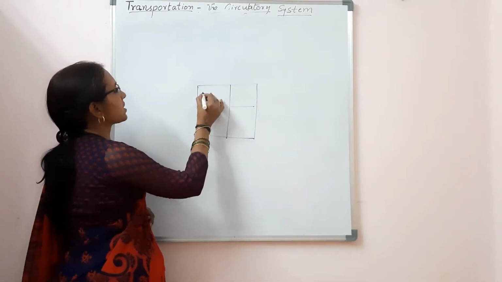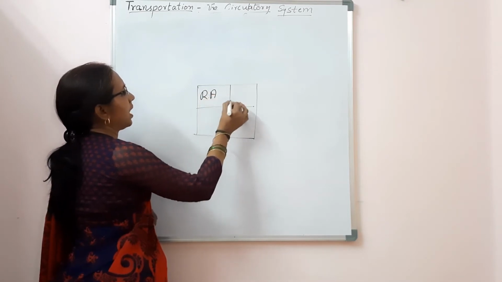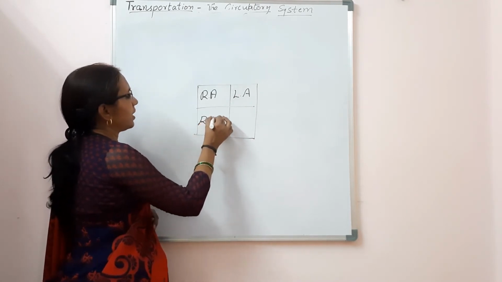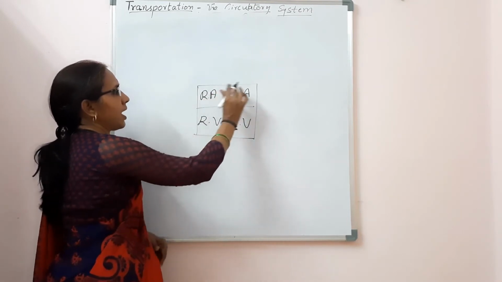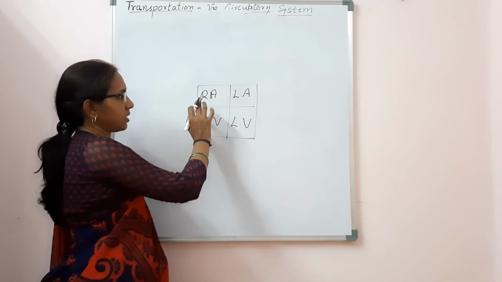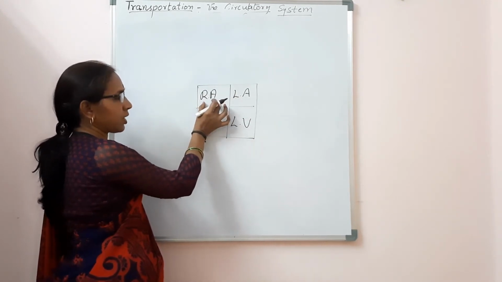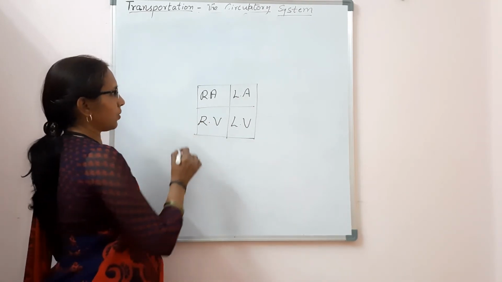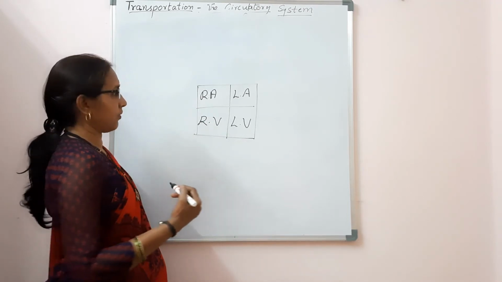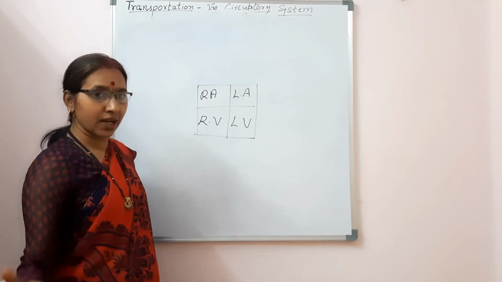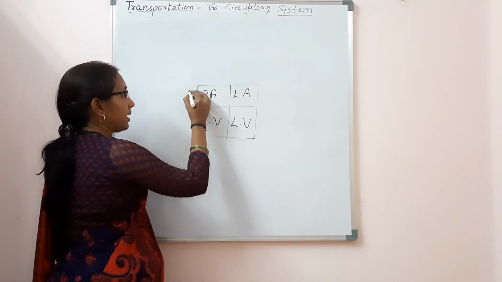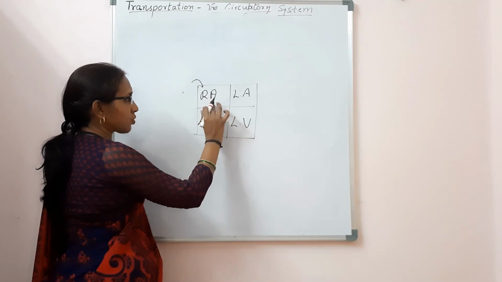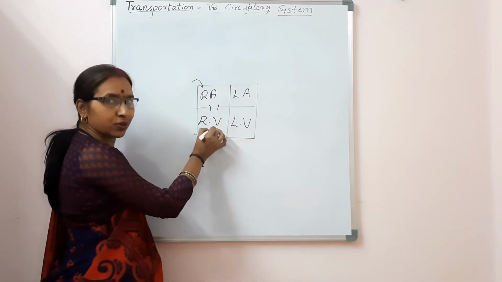Now what happens? Suppose this is the right atrium and this is the left atrium. This is the right ventricle and this is the left ventricle. So the mammalian heart and the avian heart are divided into four chambers: the right auricle, left auricle, right ventricle and left ventricle. And you all know that from the superior and the inferior vena cava, the impure blood is carried from the upper parts and the lower parts of our body into the right atrium. From the right atrium, when the valves open, the impure blood flows into the right ventricle.